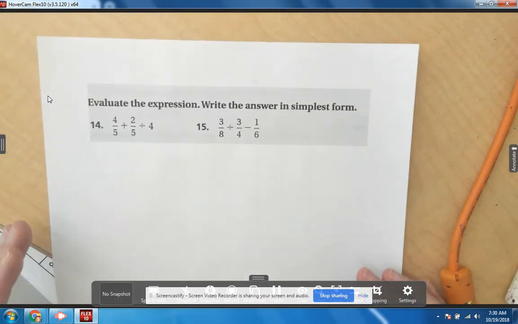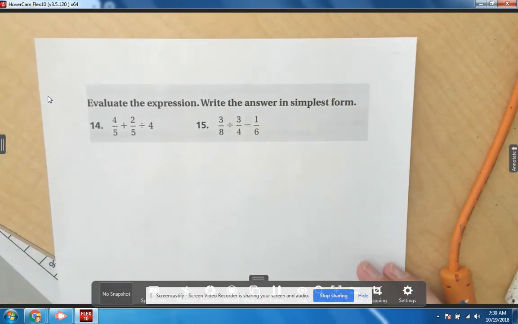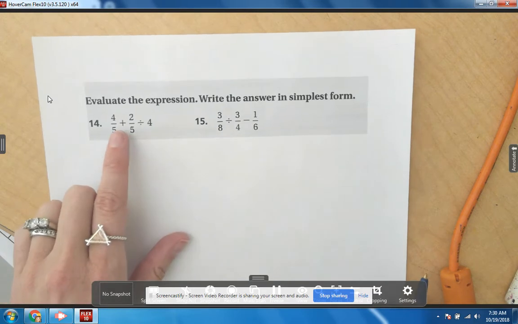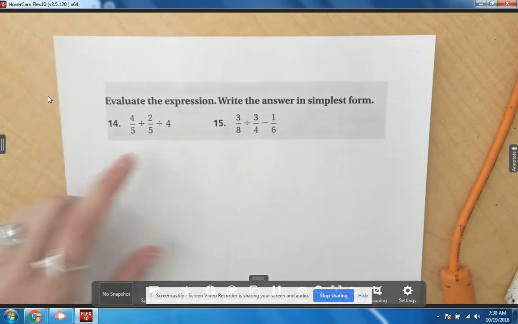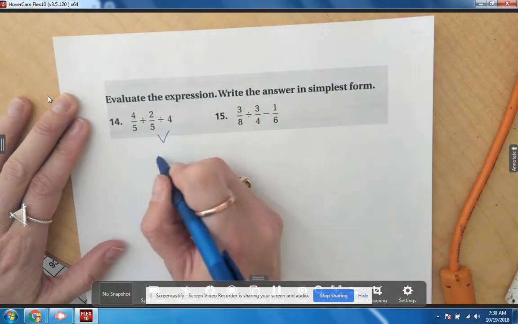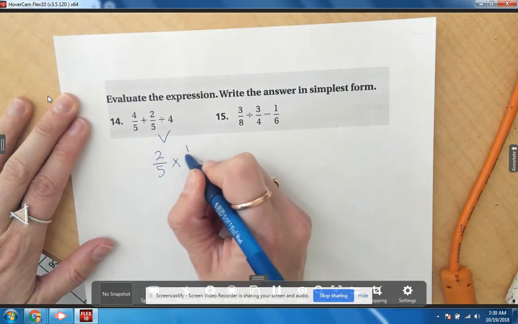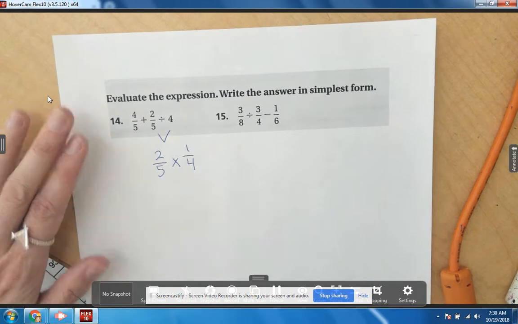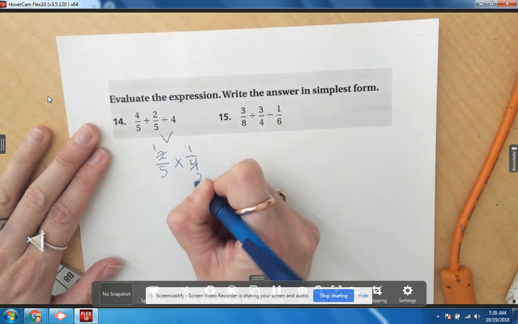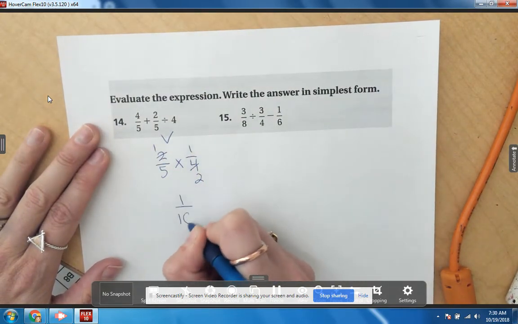Now this is going to be the last one. We're doing order of operations. So with fractions now, out of these we have adding and dividing. You're going to divide first. So I'm going to do keep, change. This would be 4 over 1, so I'm going to flip it to 1 over 4. I can cross cancel by 2. Multiply across, I get 1/10.